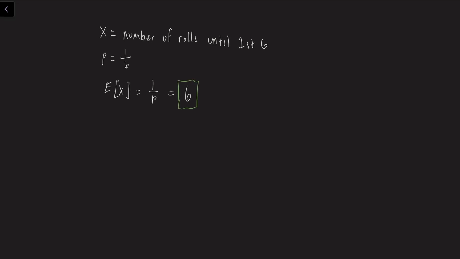solving it. So the first way we could do it is using a geometric random variable. We can define x as the number of rolls until getting the first 6, and we know that each roll is independent and the success probability is 1/6. This is our exact setup of a geometric random variable. We know the expected value of a geometric random variable is 1/p. And from here, we know that we're expected 6 rolls until we get our first 6.